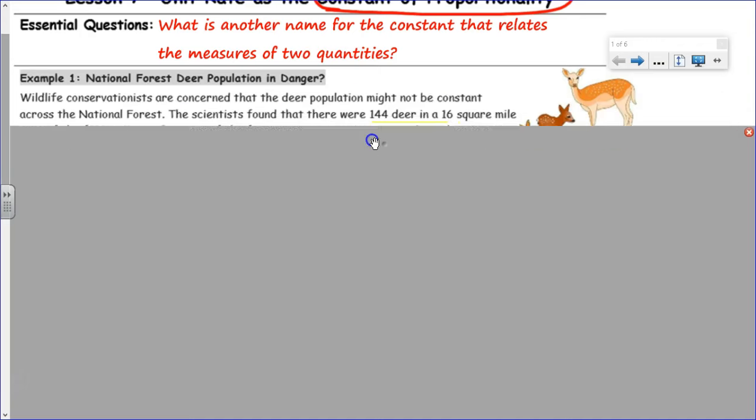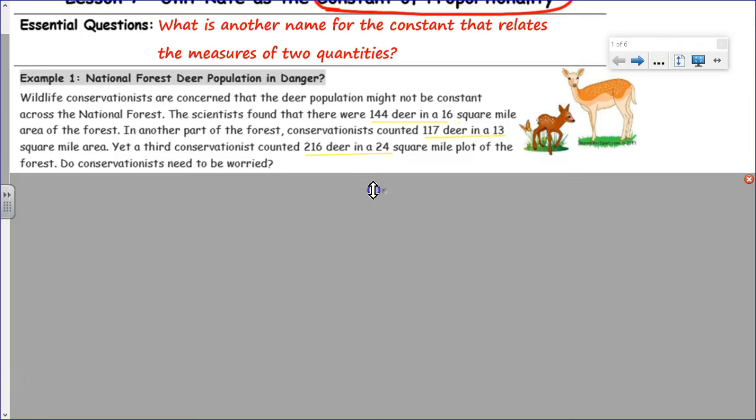Okay, let's look at an example about deer population. Wildlife conservationists are concerned that deer population might not be constant, there's that word constant, across the national forest. The scientists found that there were 144 deer in a 16 square mile area of the forest. In another part of the forest, the conservationists counted 117 deer in a 13 square mile area. Something you need to be paying attention to are those labels that you keep hearing. It's comparing deer to square miles. So keep that in mind as you're reading problems like this.